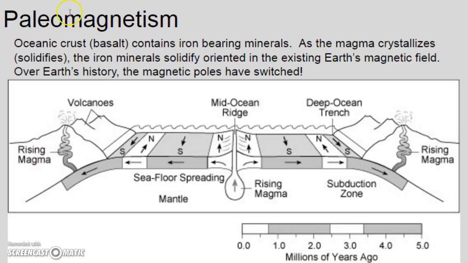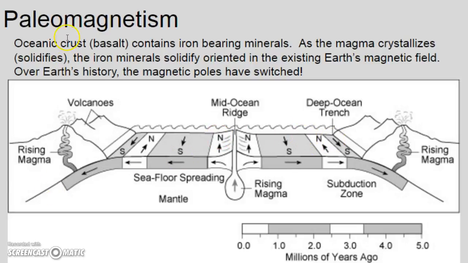So, moving on into paleomagnetism. Here's a picture depicting what's going on. Oceanic crust, basalt, contains iron-bearing minerals. As the magma crystallizes or solidifies, the iron minerals solidify oriented in the existing Earth's magnetic field. Over Earth's history, the magnetic poles have switched, and the Earth's oceanic crust records this. We can call it normal polarity, and we can call it reverse polarity. The further we move from the ocean ridge, the older the oceanic crust, and you pretty much get a mirror image from one side to the other side.